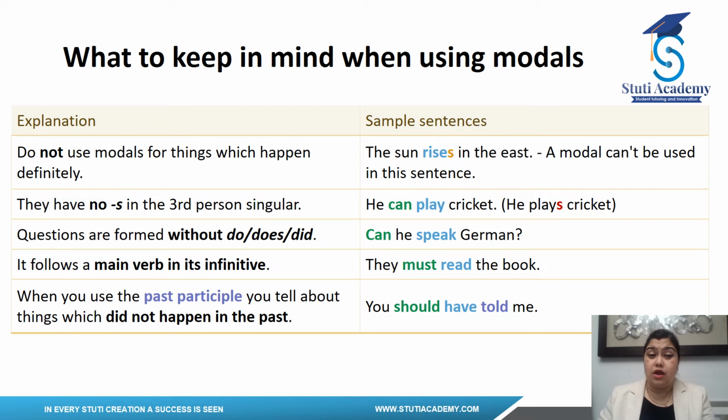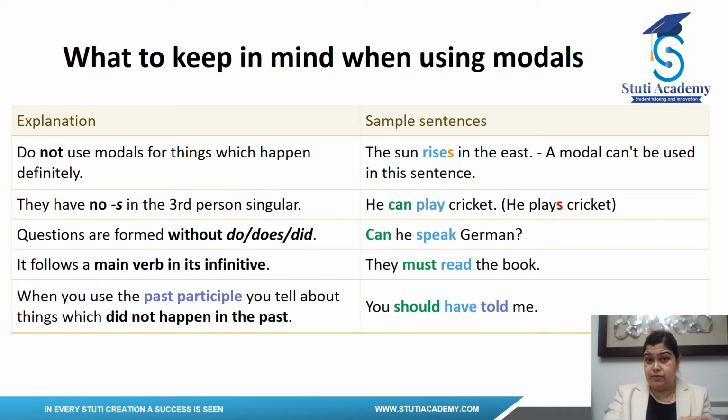All right, students. Now let's see what we need to keep in mind. A few things that you need to keep in mind when you're using the modal verbs. Okay? Do not use modal verbs for things which happen definitely. Now, for example, the sun rises in the east. You can't use a modal verb here. This action, rising, isn't a complete action in itself.